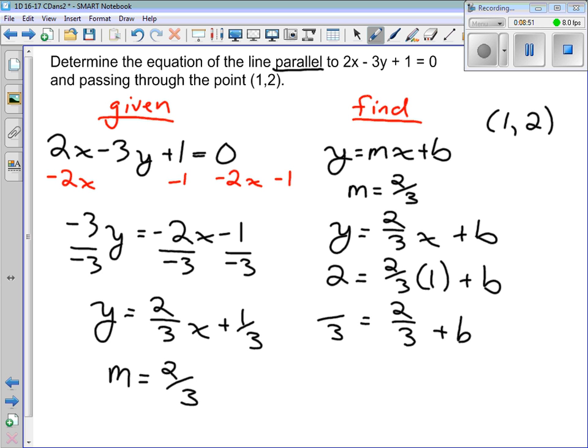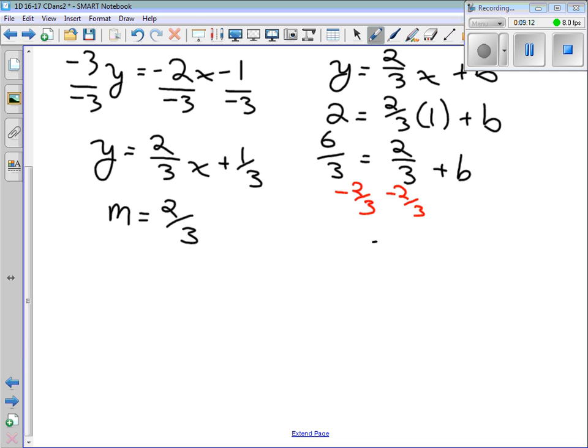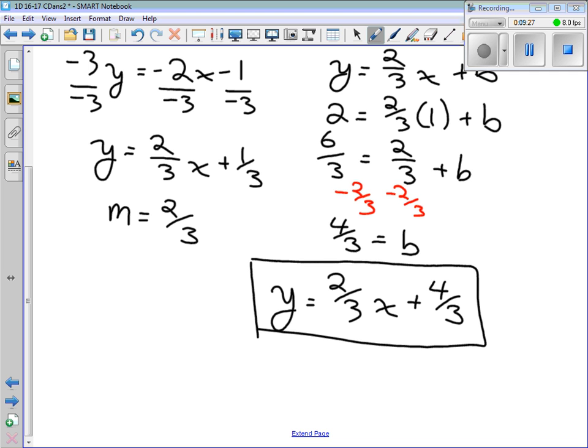How do I write 2 as something over 3? It's got to be 6 over 3. I just told you. Okay. So now we can do our subtraction. I'm going to subtract 2/3 here. I'm going to subtract 2/3 over here. And if I do that, I get a y-intercept of 4/3. And then let's put it all together. Y equals 2/3 x plus 4/3. And we're done.